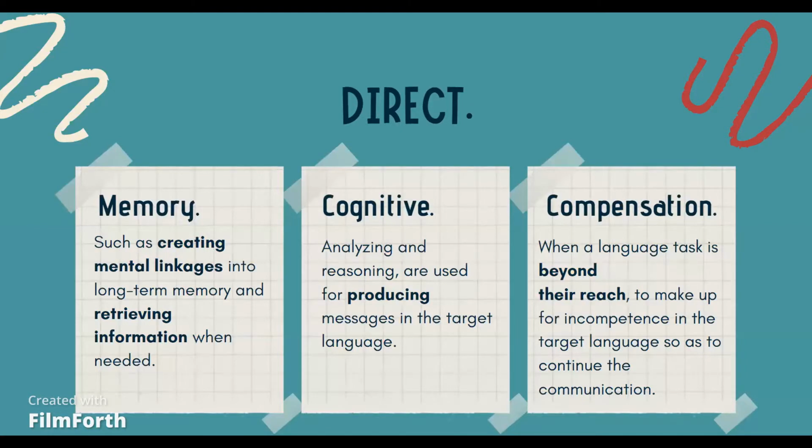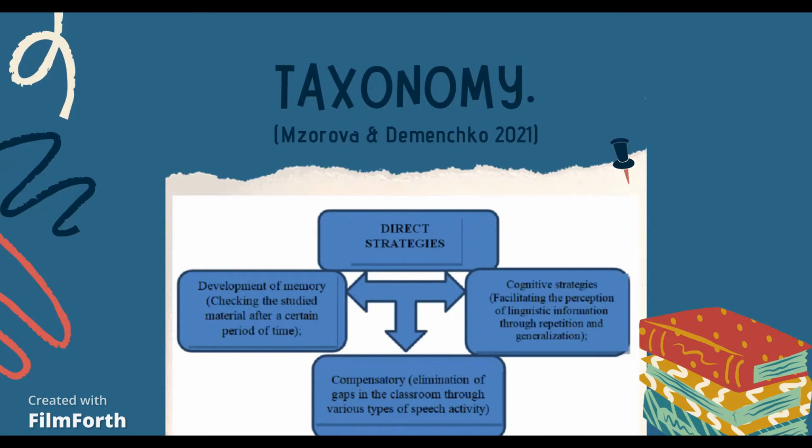Direct strategies require mental processing of the language in memory, such as creating meta-languages into long-term memory and repeating information when you need. Cognitive analysis and reasoning are used for producing messages in the target language, and composition when a language task is beyond their reach to make up for incompetence in the target language so as to continue the communication, can monitor their progress and achievements.